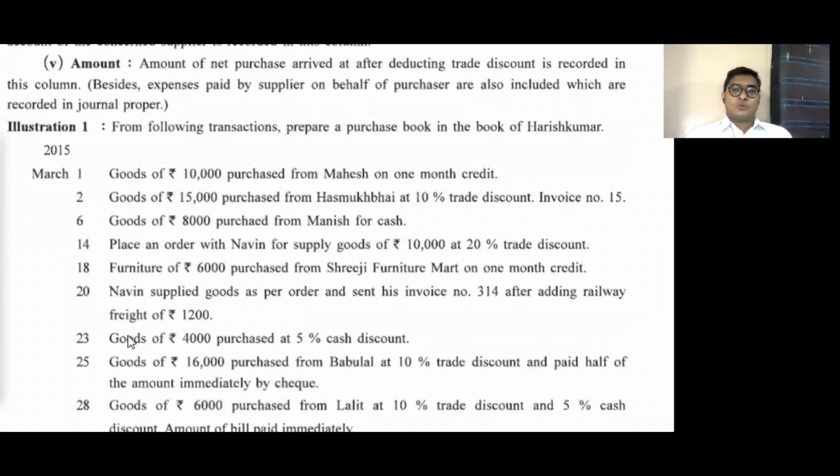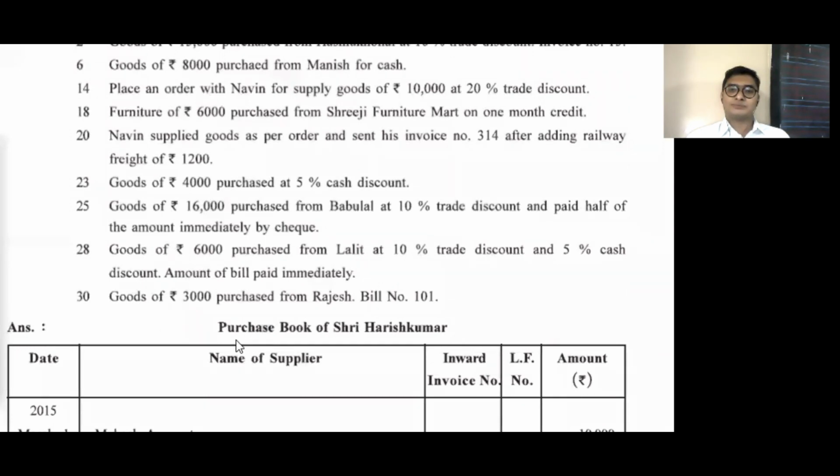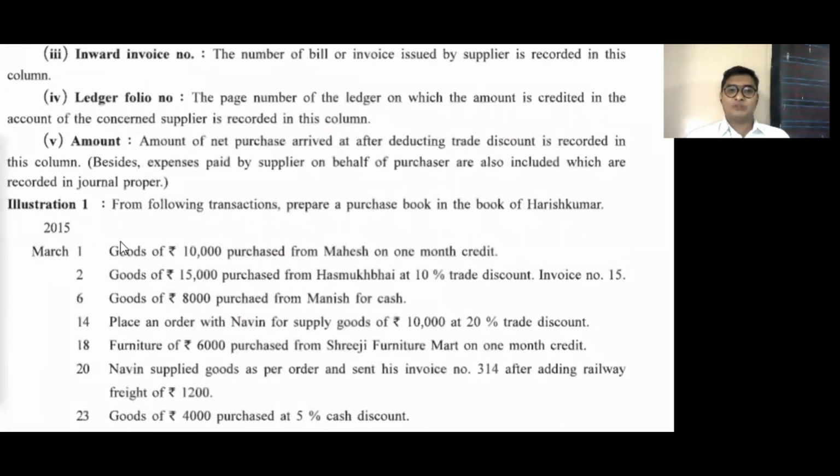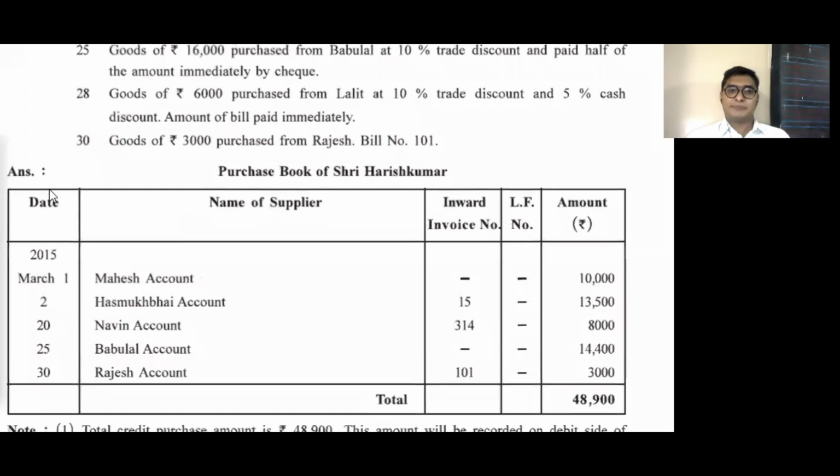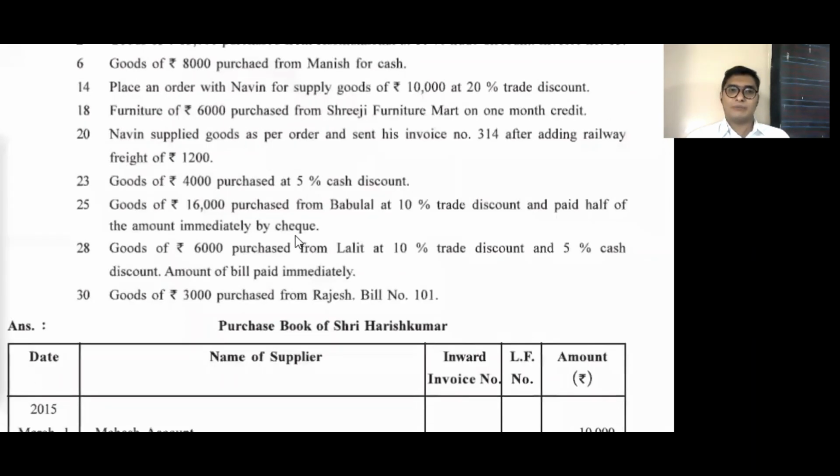So, first of all, illustration number 1: from the following transactions, prepare a purchase book in the books of Haresh Kumar. So, name of the owner is Haresh Kumar. We have to write down purchase book of Haresh Kumar. We have to read transactions one by one and prepare five columns for purchase book: date, name of supplier, invoice number, LF number, and amount.